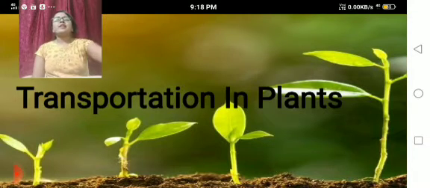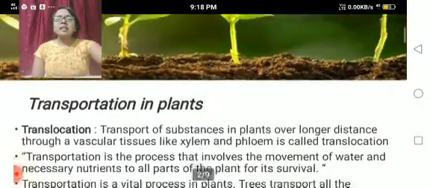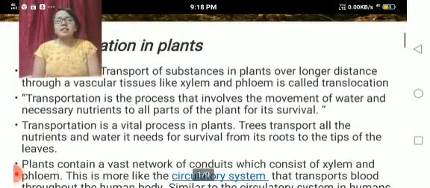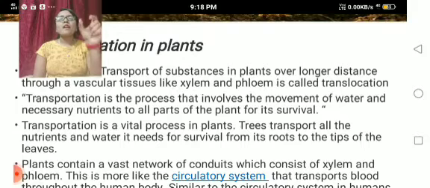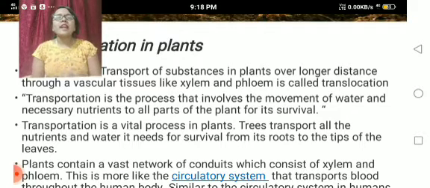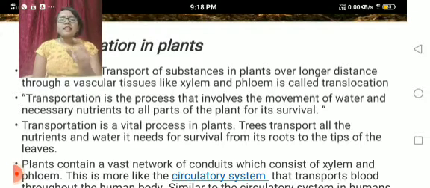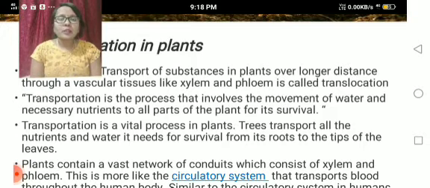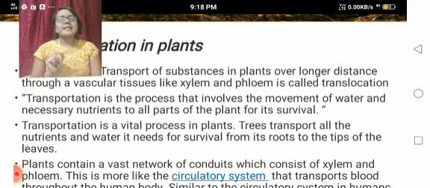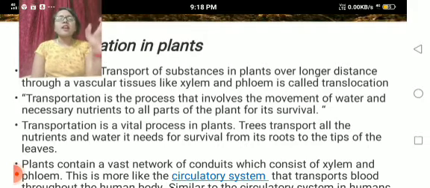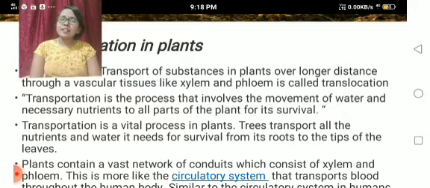What is translocation? Translocation means transport of substances in plants over longer distances through the vascular tissues like xylem and phloem. The xylem and phloem are very essential for plant growth. Why? The xylem is a water conducting tissue, and phloem is a food conducting tissue. These two tissues are very important for plant growth.